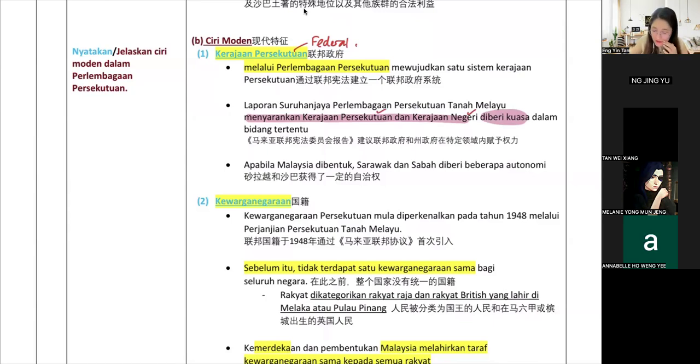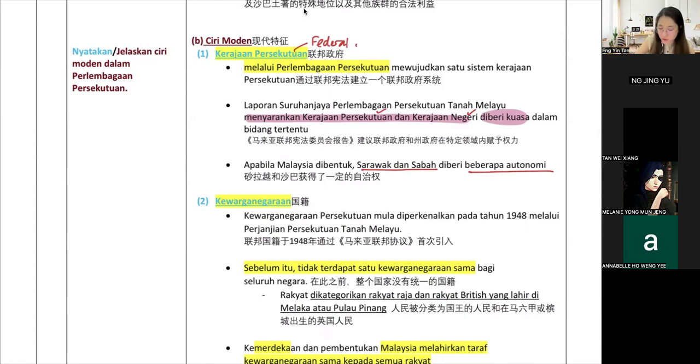Your Sabah Sarawak, when Malaysia was formed, have their own kuasa autonomy. What is autonomy? You can self-rule your own country. You have specific rights. Everybody clear? So this is what we call the federal system. Even though we combine together, every single one of you still has your own specific rights.